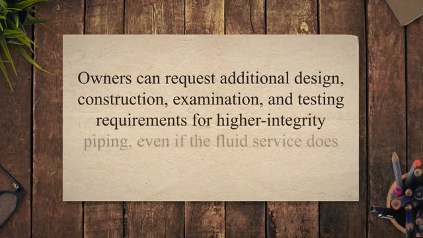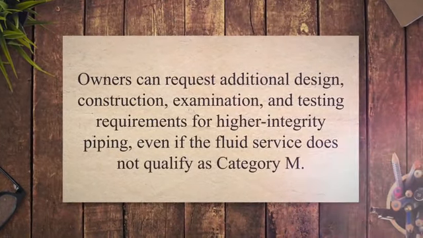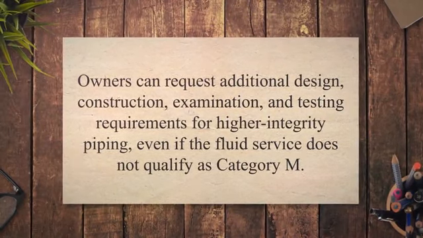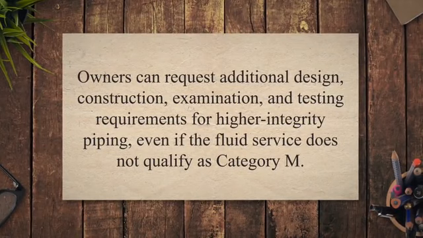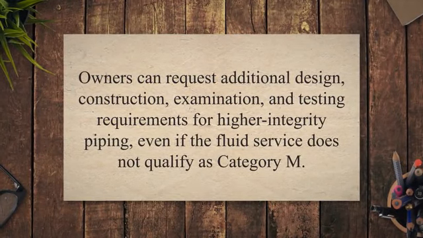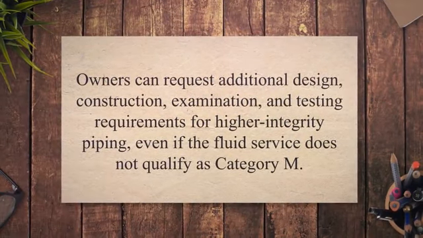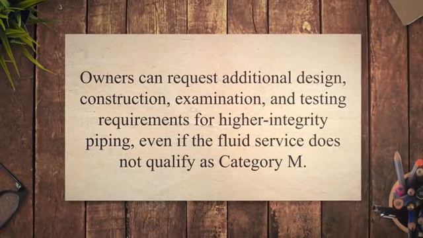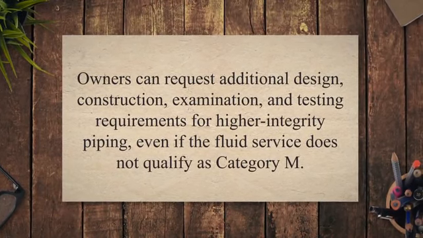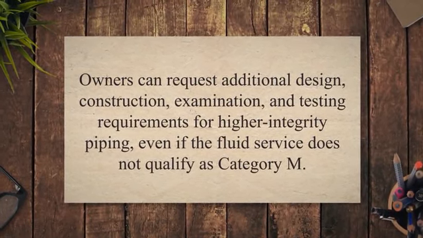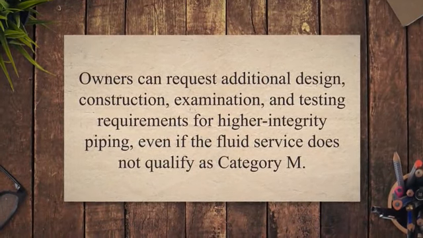All other fluid services not mentioned above are considered to be normal fluid services. The majority of the contents of ASME B31.3 deals with normal fluid service. Owners can request additional design, construction, examination, and testing requirements for higher integrity piping, even if the fluid service does not qualify as Category M. The requirements for piping with normal fluid service are provided in the first 7 chapters of ASME B31.3.